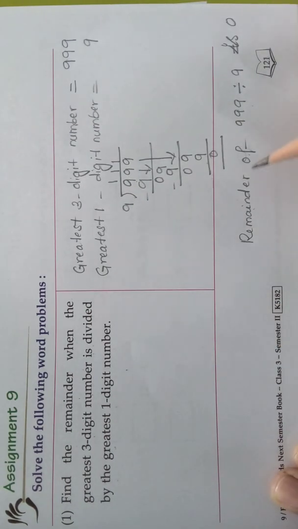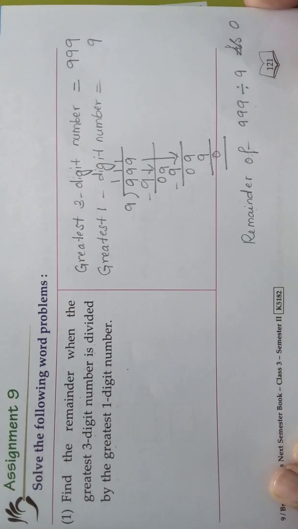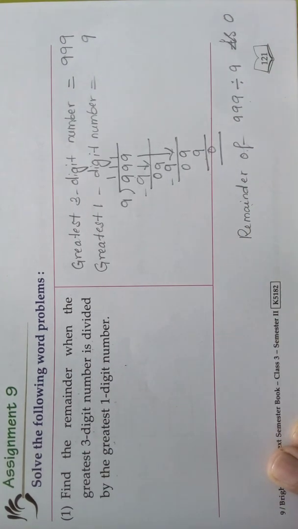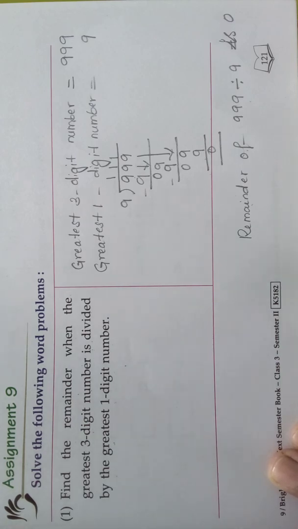Understood, children? In this way you can do word problems. First you should know division, then only can you go for word problems. Do more sums, then it will be easy. First you should learn tables. Without knowing tables you can't do division. After that, do divisions step by step: 1-digit number by 1-digit number, 2-digit numbers by 1-digit number, 3-digit numbers by 1-digit number. After that only can you go for word problems.